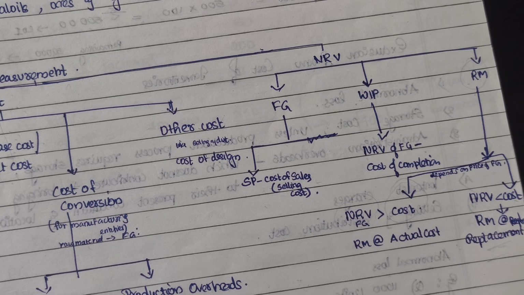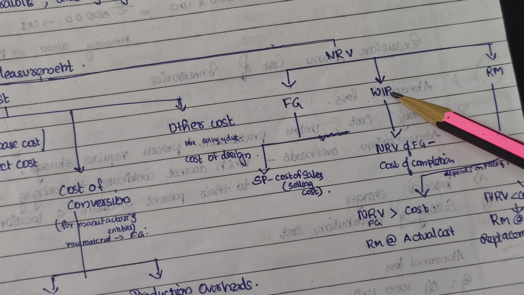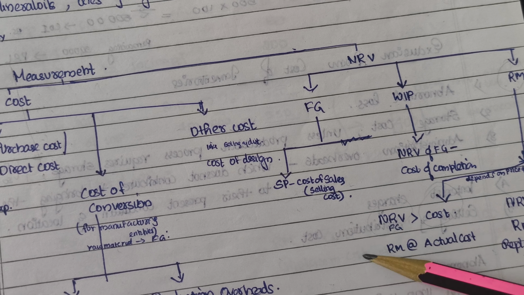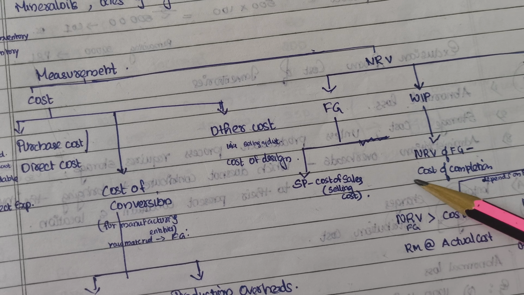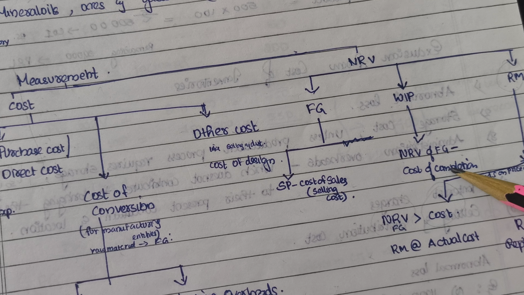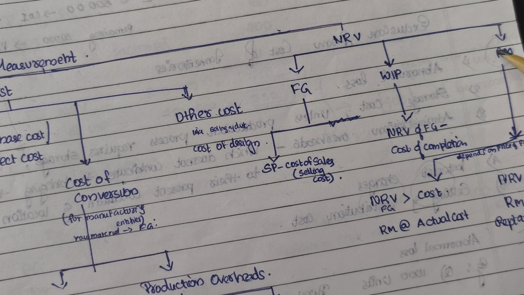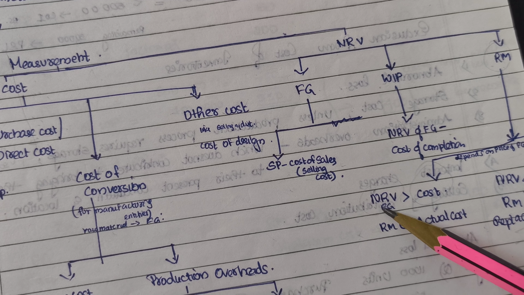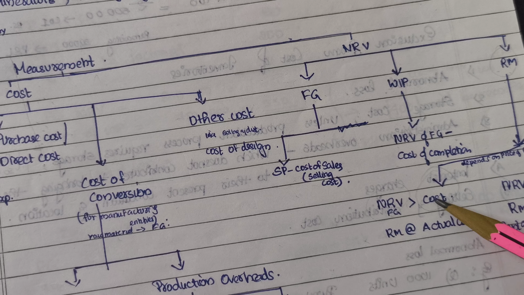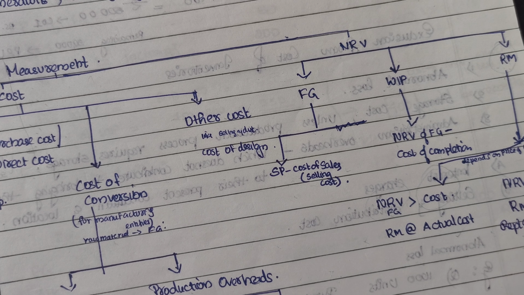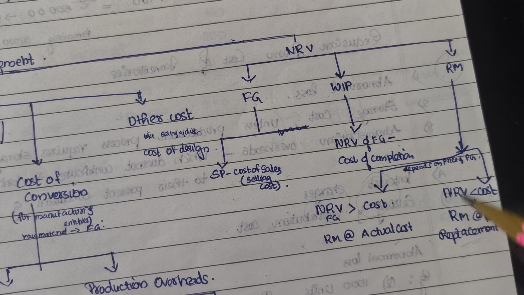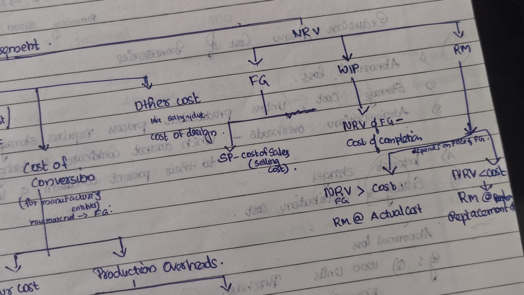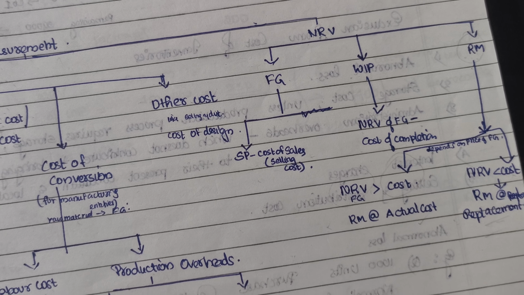Now we learned about NRV: NRV of finished goods, NRV of work in process and raw material. NRV of finished goods is selling price minus cost of sale. NRV of work in process is NRV of finished goods minus cost of completion. NRV of raw materials is based on finished goods. If NRV of finished goods is greater than cost of finished goods, we will measure the raw material at actual cost. And if NRV of finished goods is less than cost of finished goods, then raw materials are valued at replacement cost. Hope it's clear.